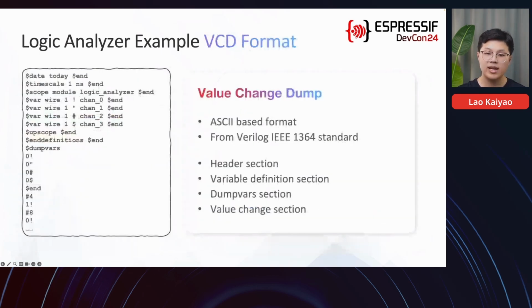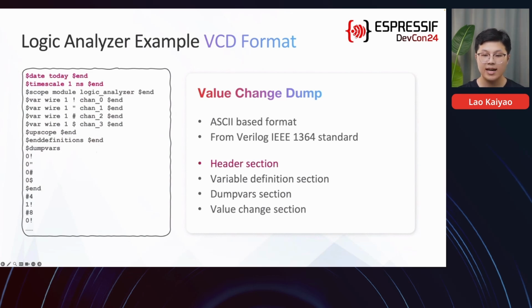You may ask, what is a VCD format? The full name of VCD is Value Change Dump. It is written in ASCII format, and it is a part of the IEEE 1364 standard. The VCD file mainly consists of these parts.